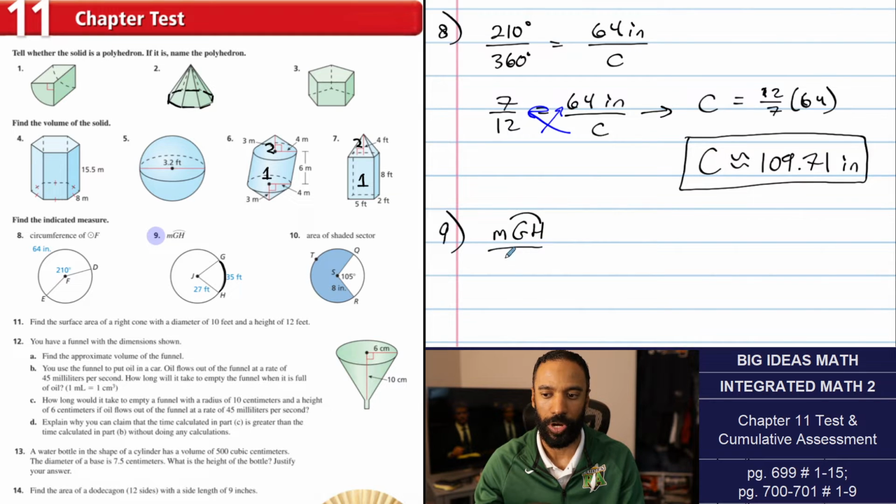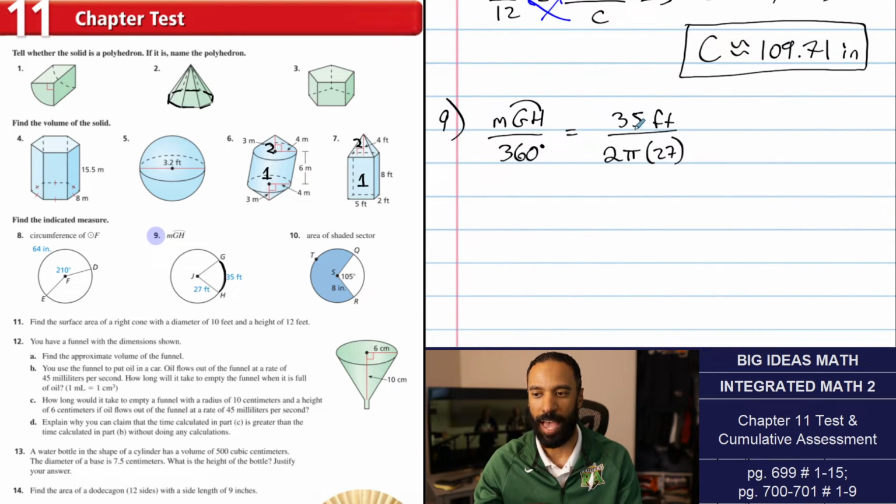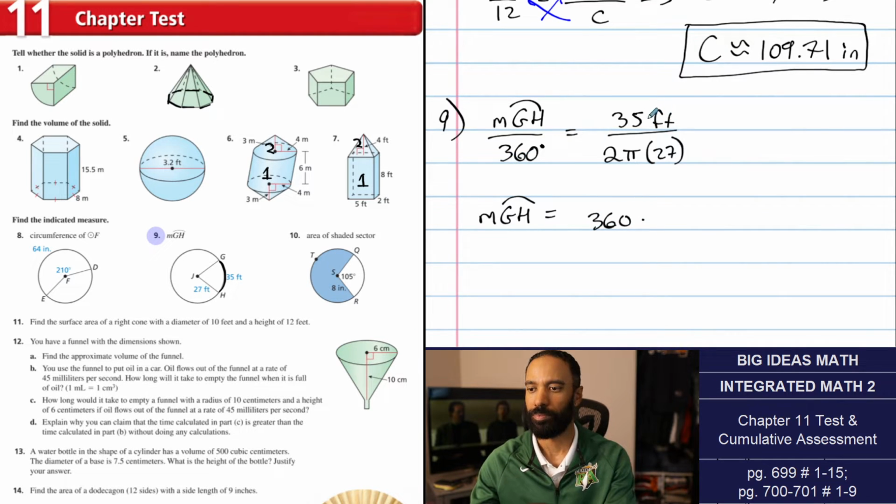That arc measure out of 360 degrees is the same as this arc length of that portion of the circle out of the entire circumference of the circle, which we can find by using 2 pi r. So a little bit of cleaning up to be had. Can't really reduce that fraction, unfortunately. Let's keep going on this. I'm going to multiply both sides by 360 right now. We'll multiply 360 by 35 over 54 pi. That can't reduce, I don't think.